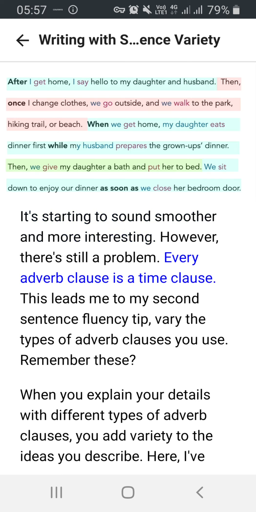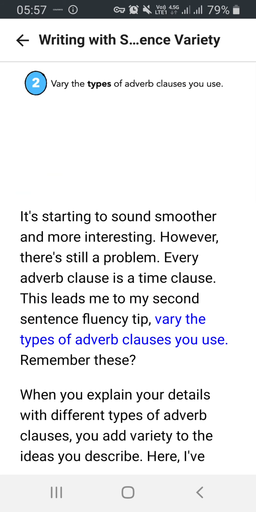However, there's still a problem. Every adverb clause is a time clause. This leads me to my second sentence fluency tip. Vary the types of adverb clauses you use.